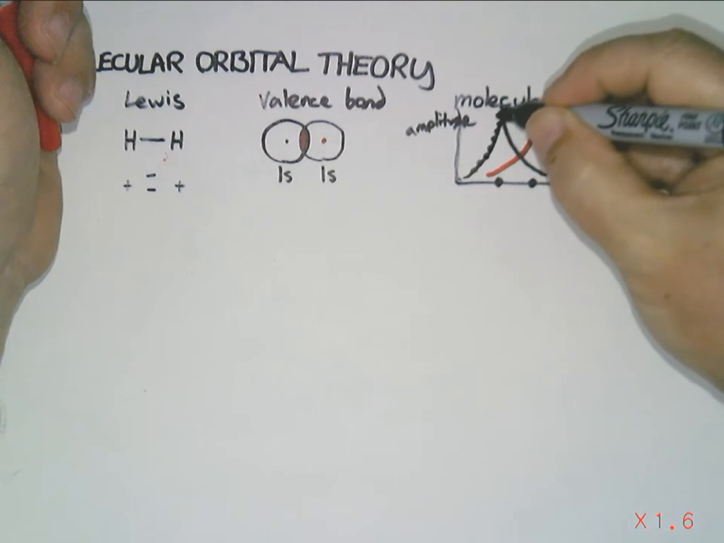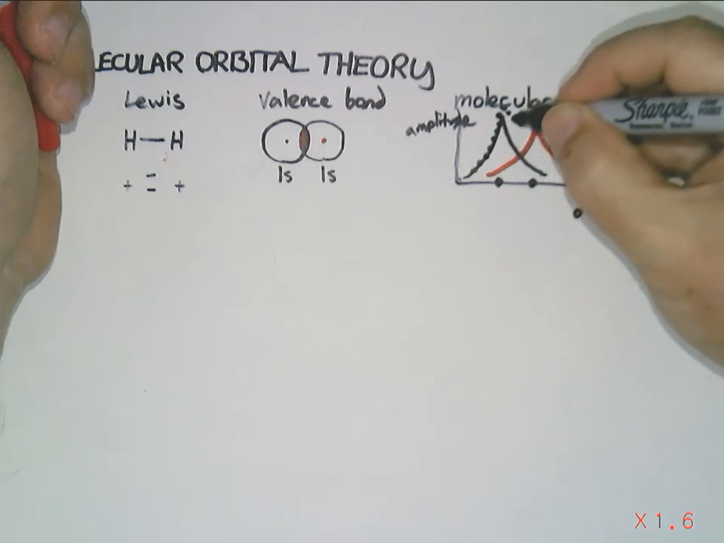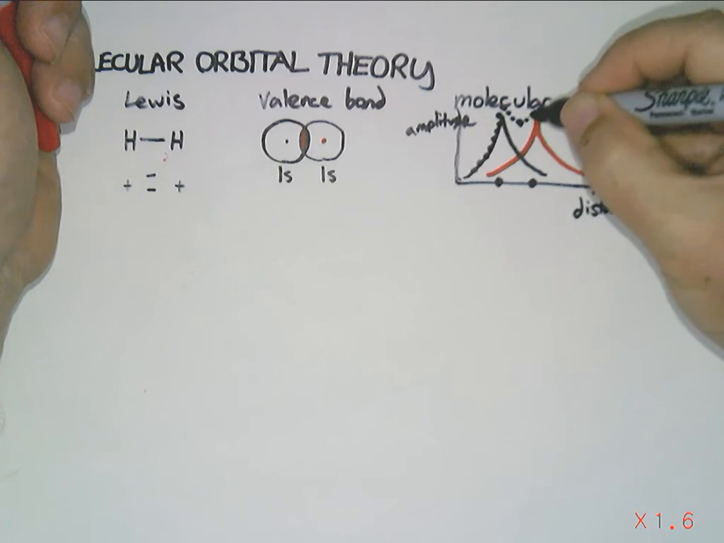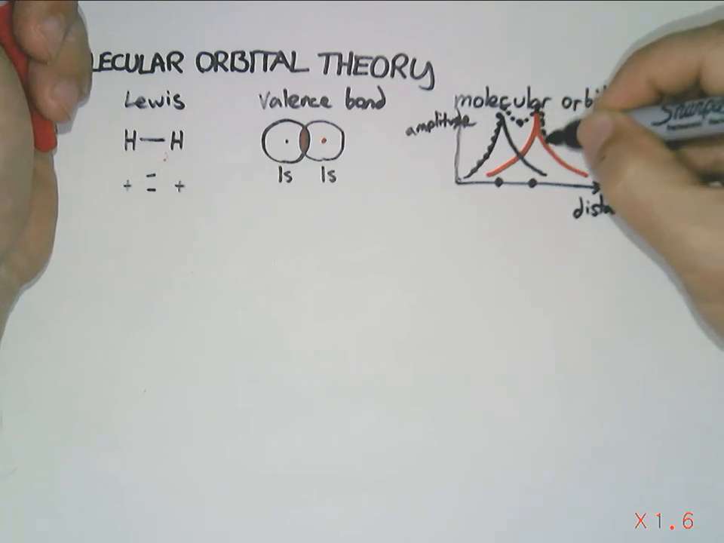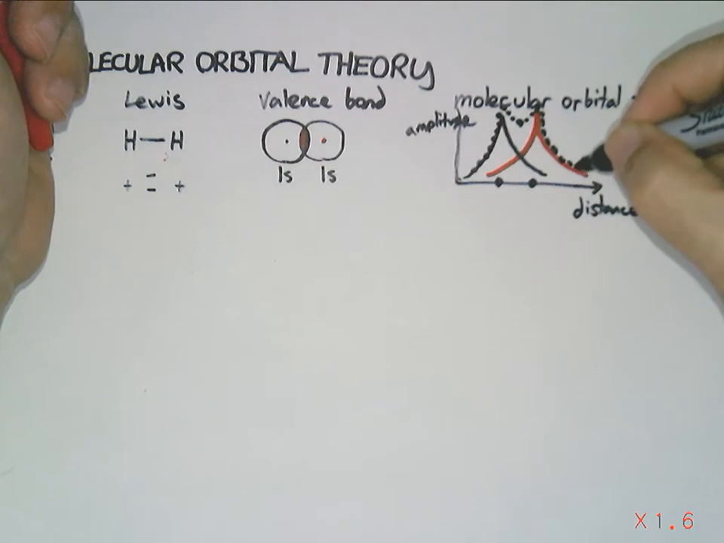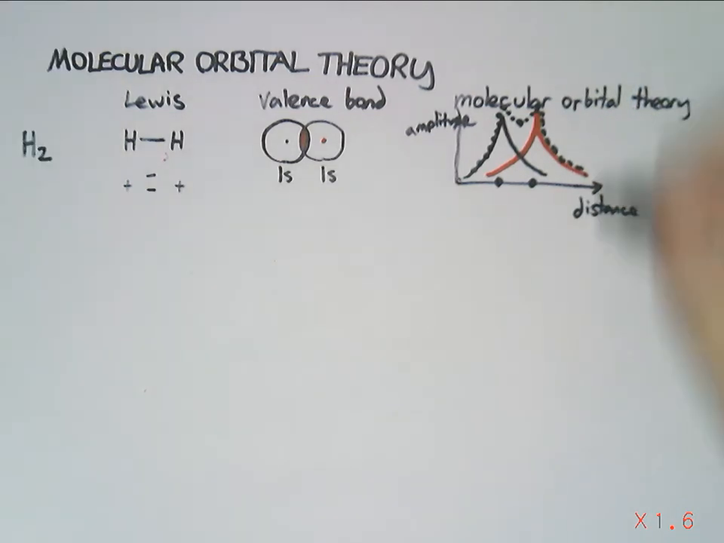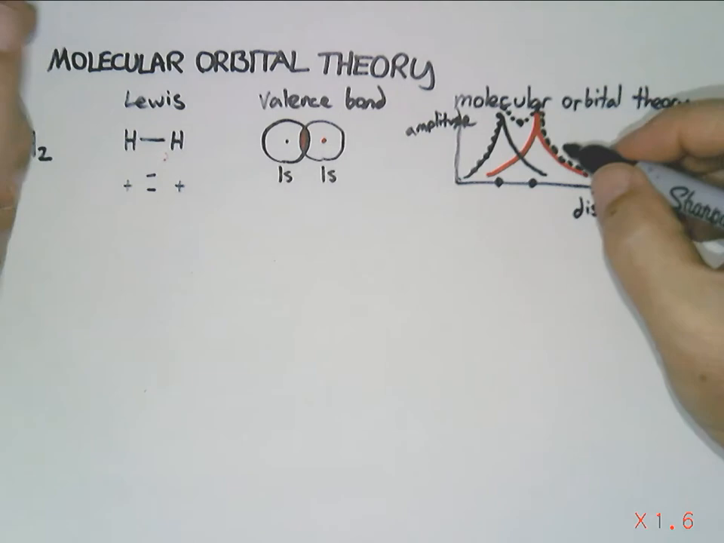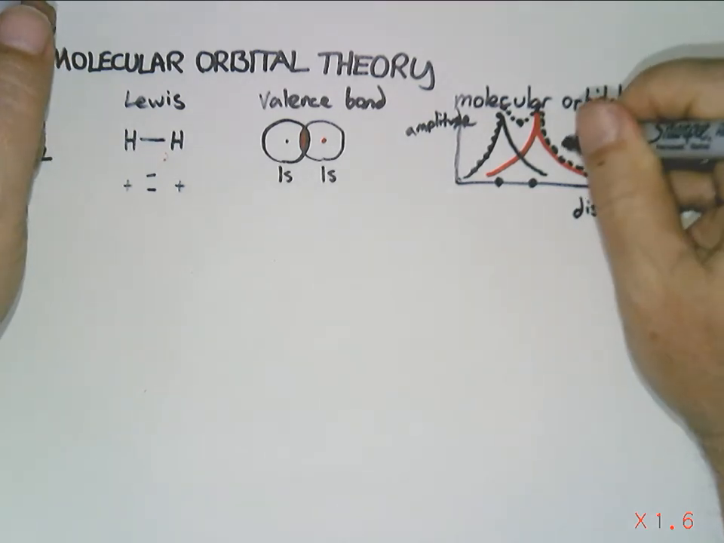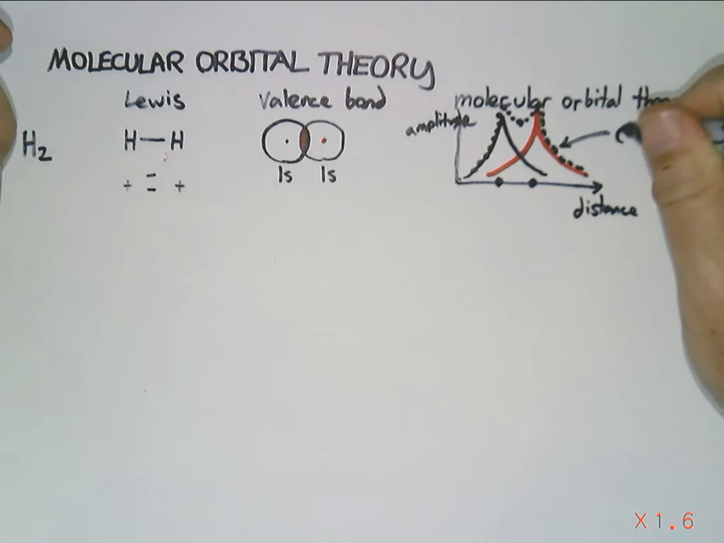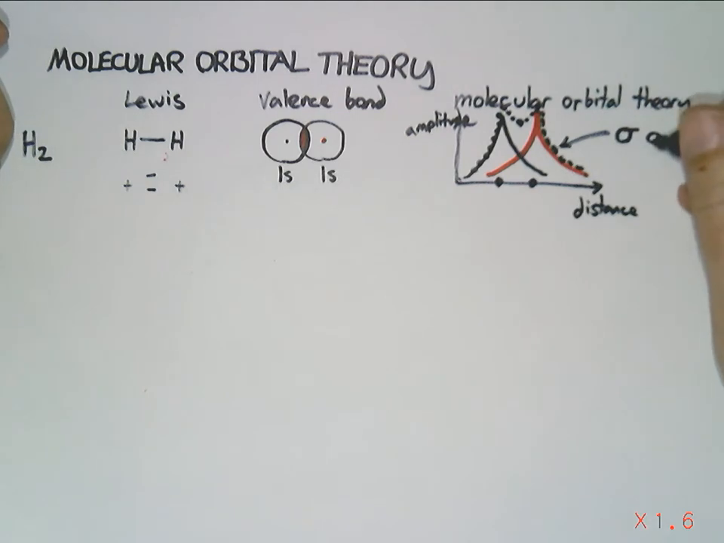Now if I keep doing that for a lot of points, I will trace out what the resultant wave looks like. After these two interfere with each other, you're going to get that dotted line wave. Now, that wave is a combined wave. It's called a sigma orbital. It's a molecular orbital.